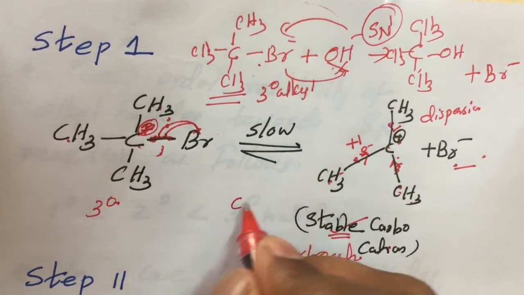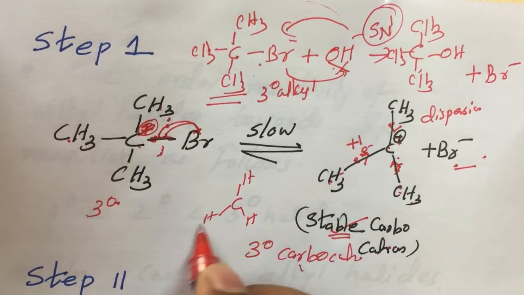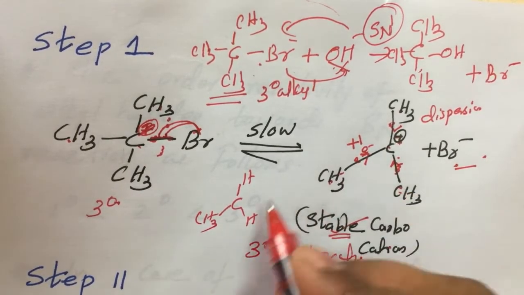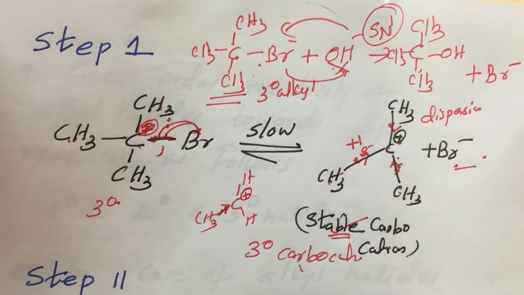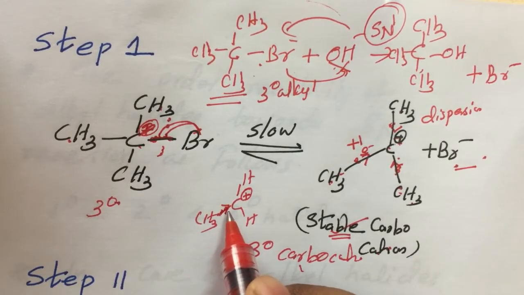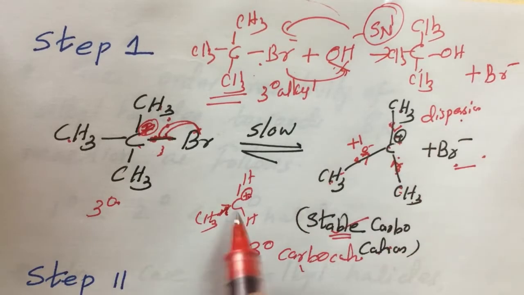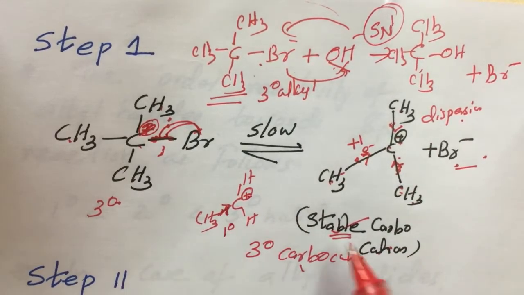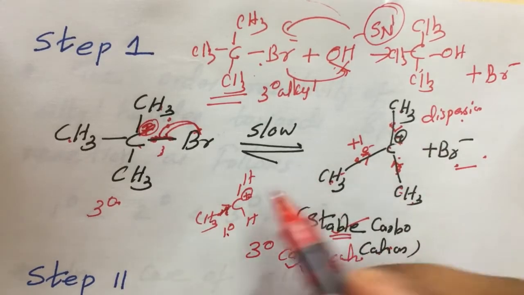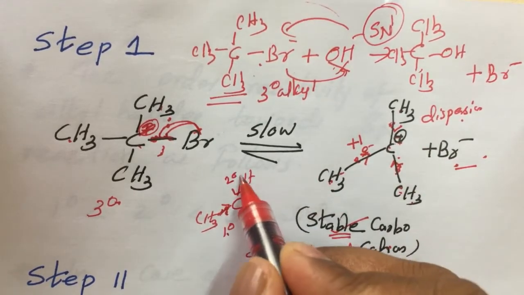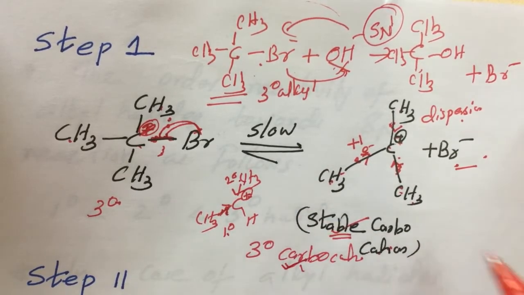But if the carbocation is primary, only one group is there to donate electrons to the positive charge. Only one CH3 group is there to donate the electron to the positive charge, so the dispersion of charge will be less. So compared to primary, tertiary carbocation is stable. Compared to primary, secondary is also stable. There are 2 CH3 groups, but among primary, secondary and tertiary, tertiary is the most stable.